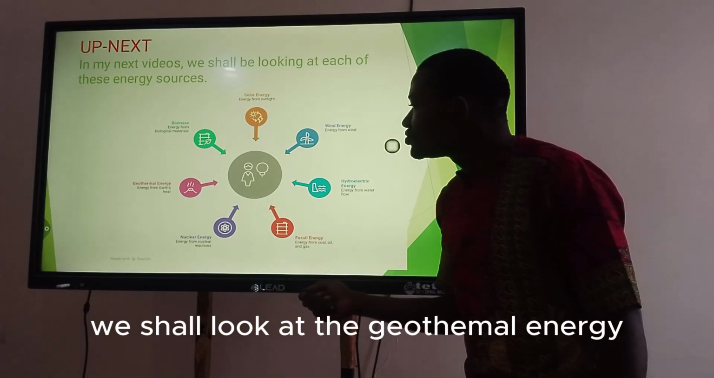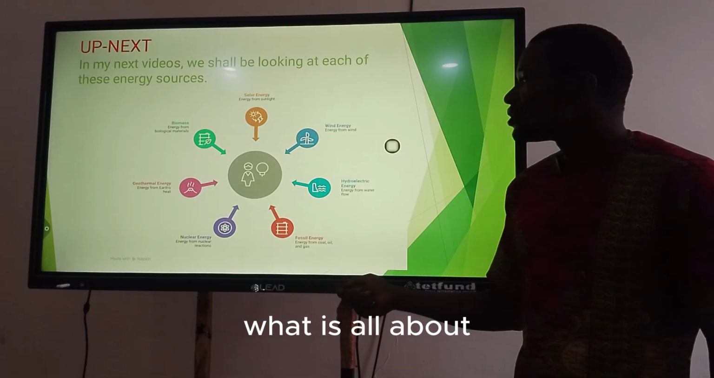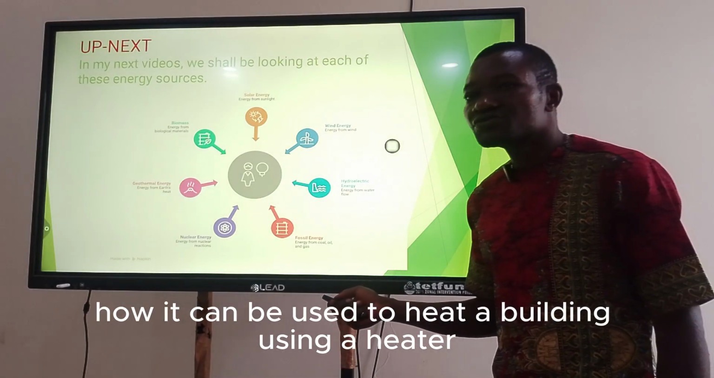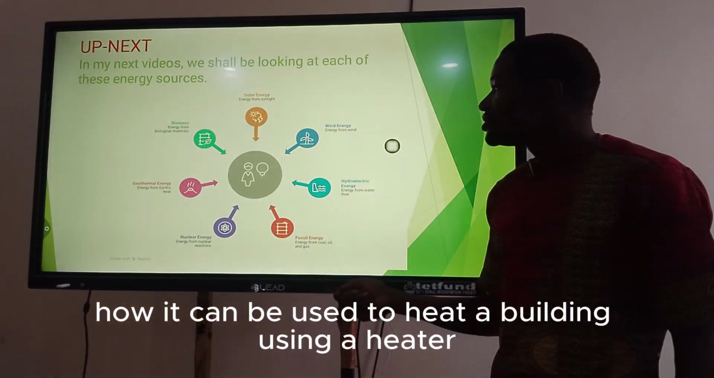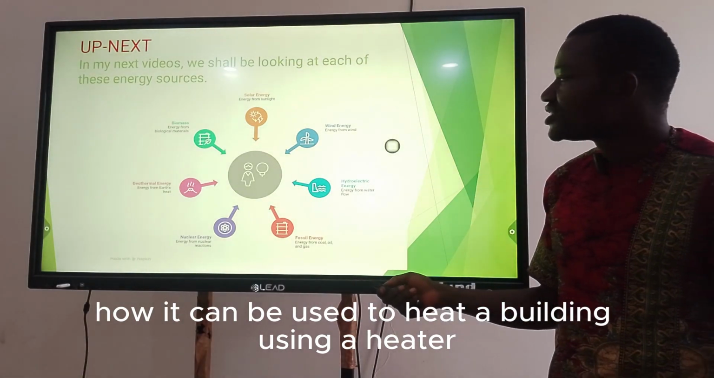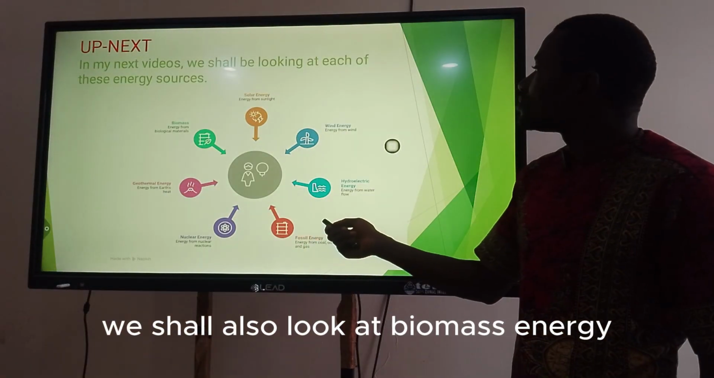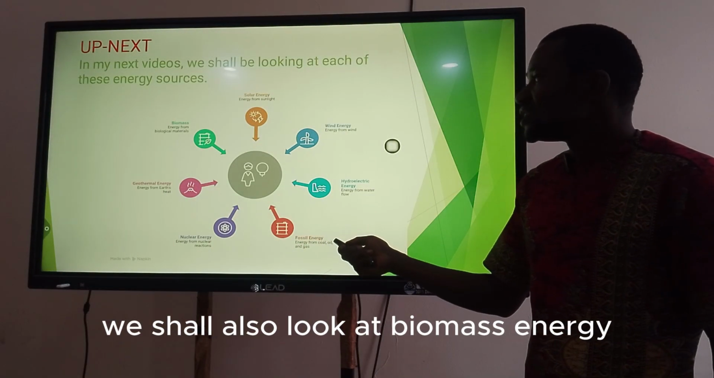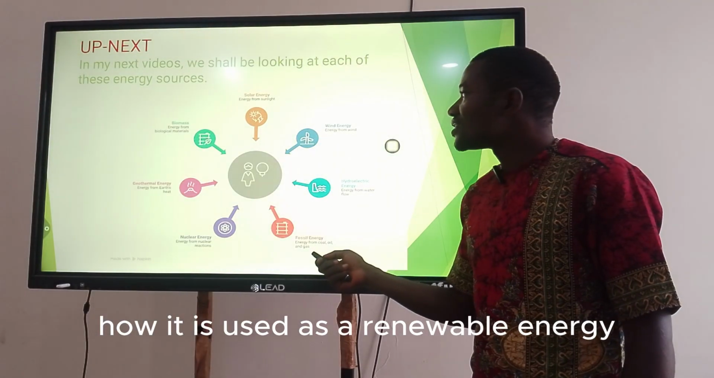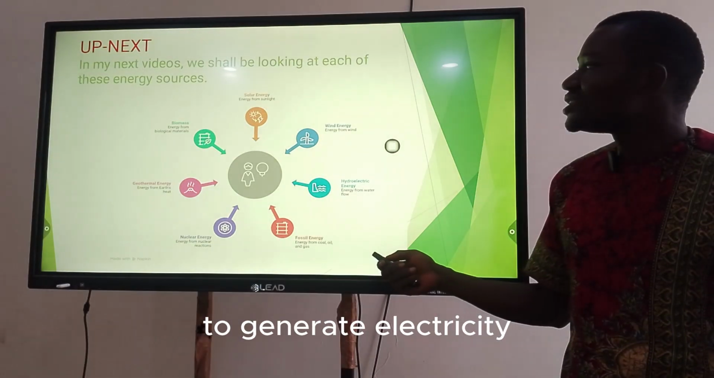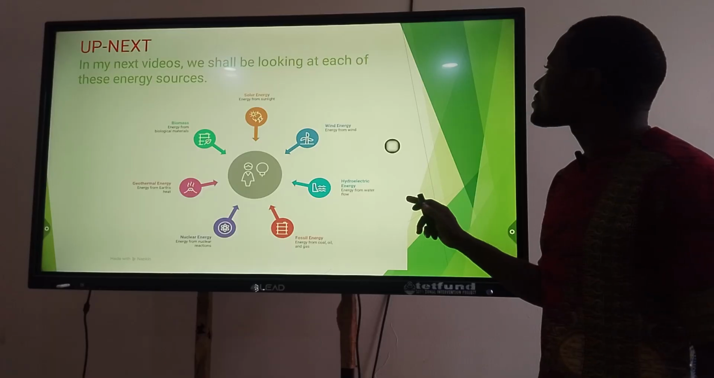We shall also look at nuclear energy, how it is used to generate energy through nuclear reactors. We shall look at the geothermal energy, what it's all about, how it can be used to heat buildings using a heater, and also to generate electricity. We shall also look at biomass energy, how it is used as a renewable energy to generate electricity.